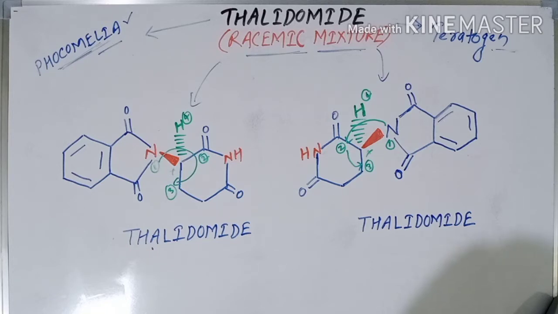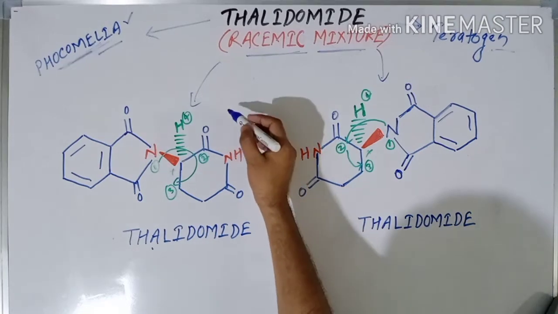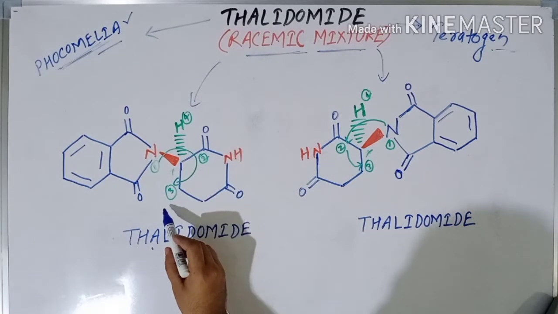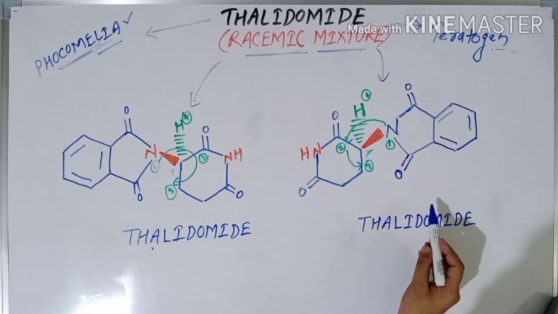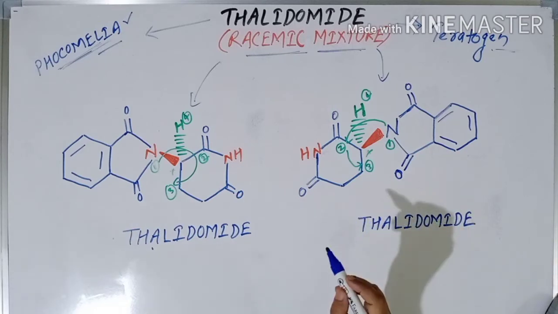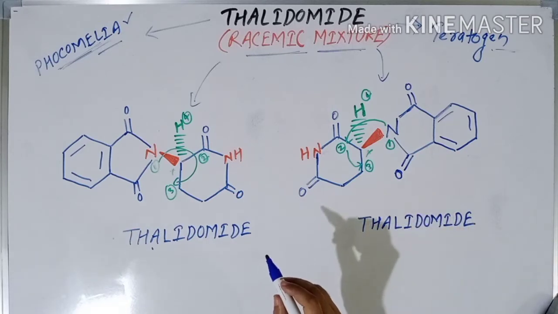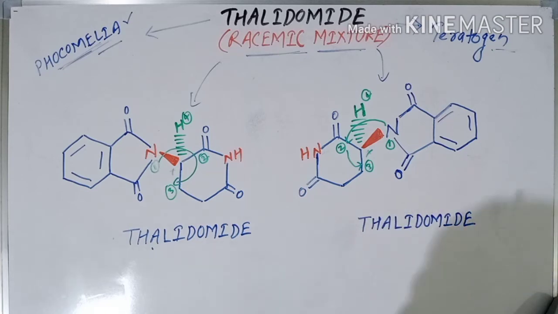In due course, it was found that thalidomide has two enantiomers, the R enantiomer and the S enantiomer, and only a single enantiomer, the S enantiomer, is responsible for its teratogenic activity. So here are the two structures. This is also thalidomide, this is also thalidomide. We will first find out which one is R thalidomide and which one is S thalidomide.